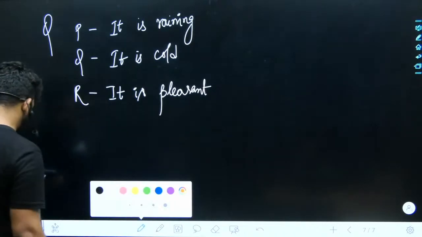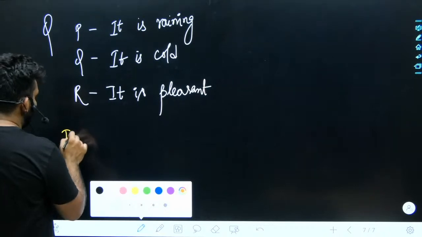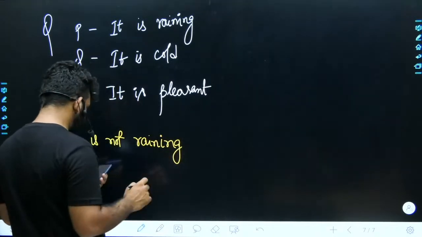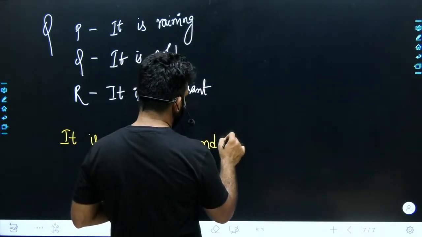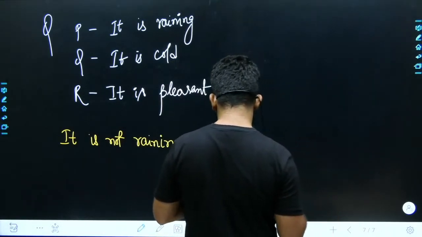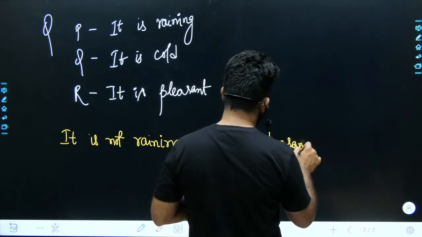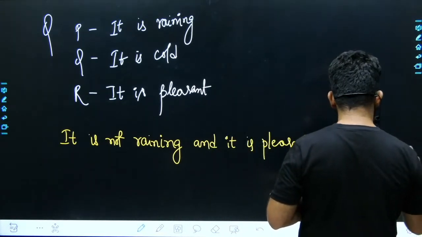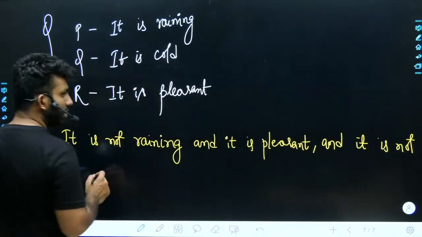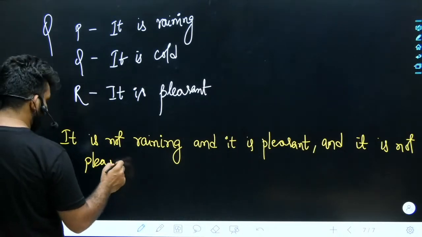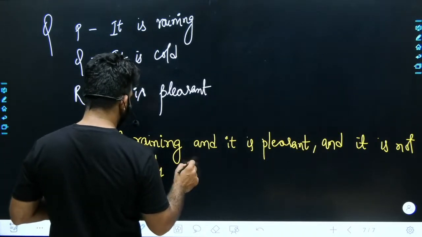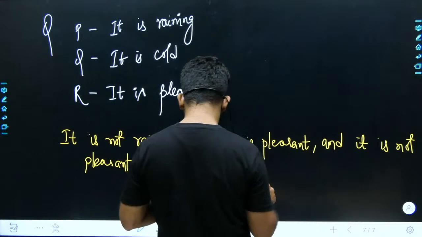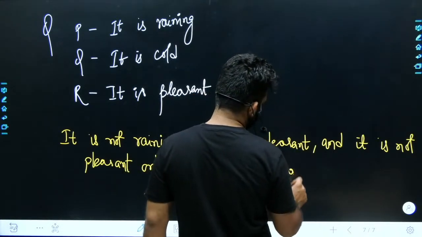And then I need to write an expression for this particular one, which is this: it is not raining, and it is pleasant, and it is not pleasant, only if it is raining and cold. It is raining and it is cold.